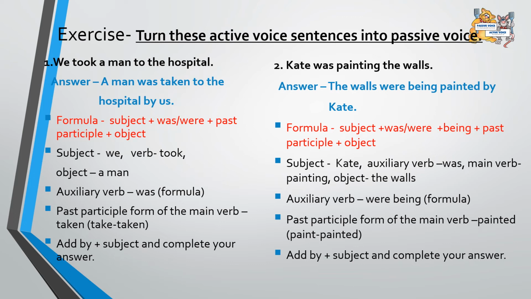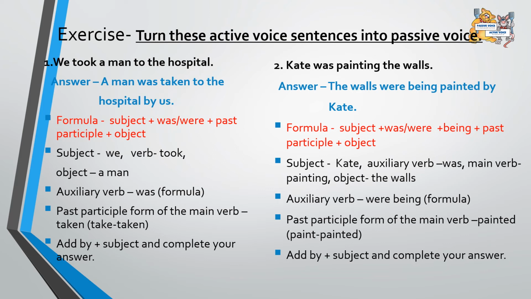The second sentence is: Kate was painting the walls. This sentence is in past continuous tense, so apply its passive voice formula. In this sentence, the subject is Kate, the auxiliary verb is was, the main verb is painting, and the object is the walls. First, start the passive voice sentence with the object, that is, the walls. Then we select the auxiliary verb were being from the formula because the object is plural.